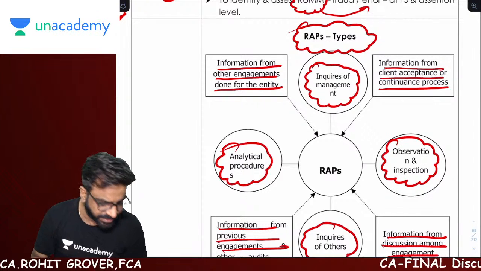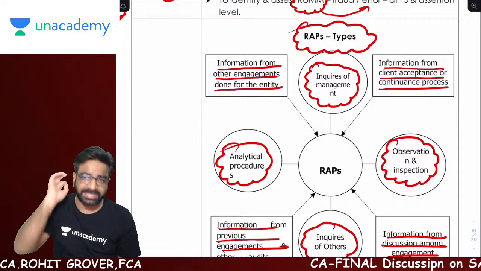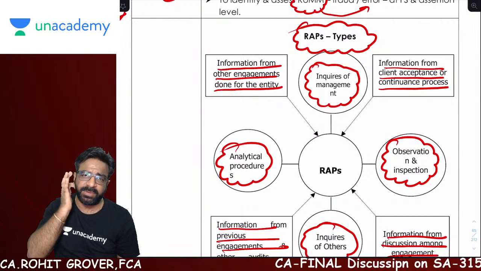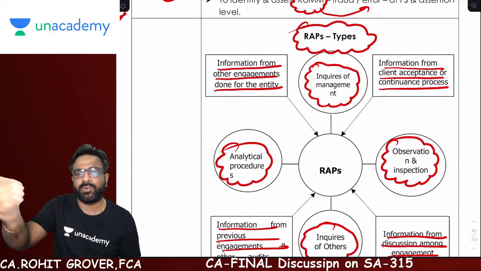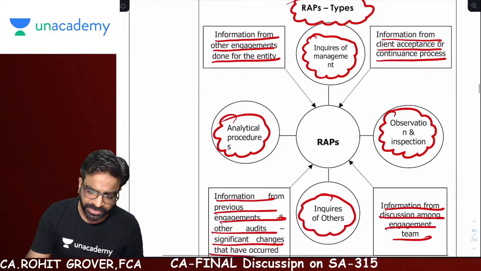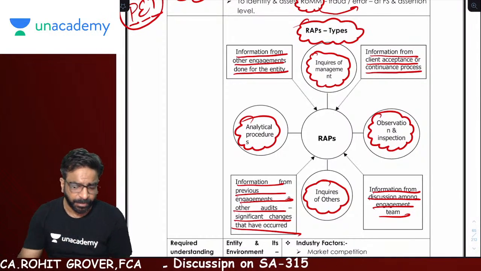I hope everyone is crystal clear. So this is what we mean by risk assessment procedures. Clear, everyone? In total, there are 4 risk assessment procedures, along with these 4 additional risk assessment procedures. So that brings an end to the topic of what we mean by risk assessment procedures.